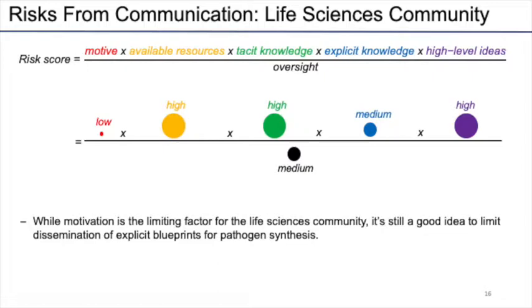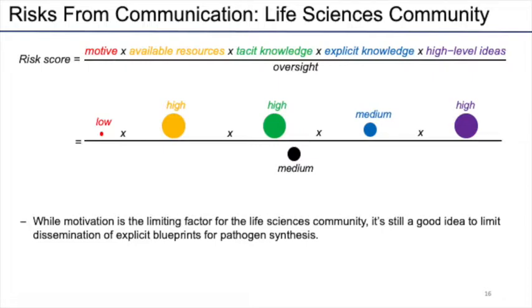And you might expect that they would already have all the knowledge. I coded explicit knowledge as medium because not everybody in the life sciences community would necessarily know. Not all life sciences is the same, and so not everybody would necessarily have explicit knowledge about how to carry out certain procedures, and so I have that as medium. So with that being the case, I think it would still be a good idea to, of course, limit dissemination of explicit blueprints for pathogen synthesis.